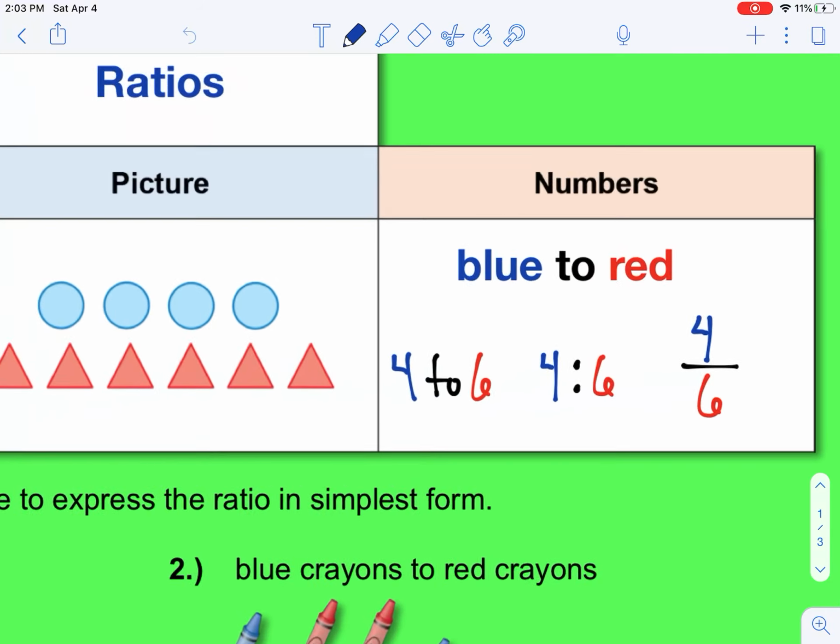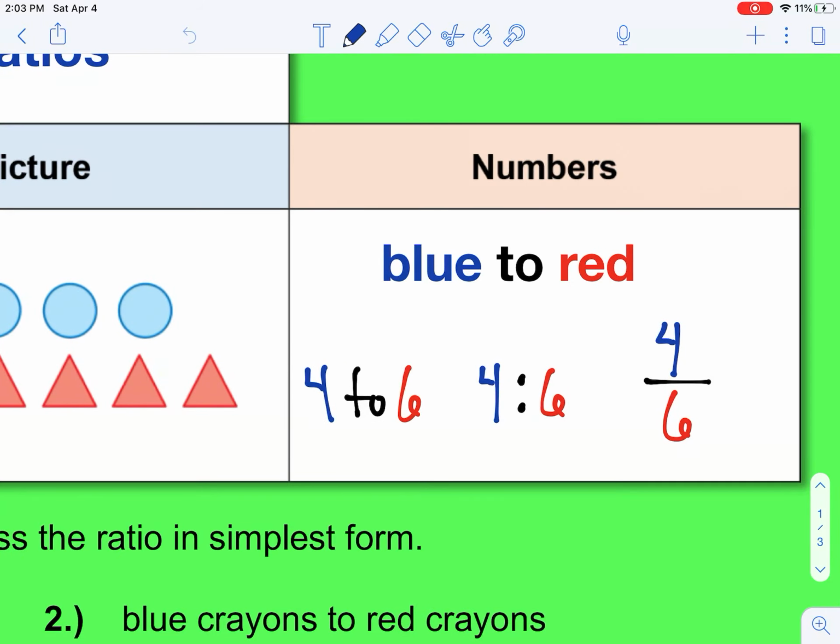So when I take a look at my numbers, this is what a ratio looks like in words. I'm comparing blue to red. I have 4 to 6 written with the word "to," I have 4 to 6 written with a colon, and I have 4 to 6 written as a fraction. There are 3 different ways to write ratios, and those are on the screen: with the word "to," with the colon, and with the fraction bar.